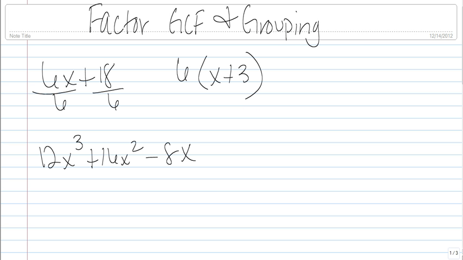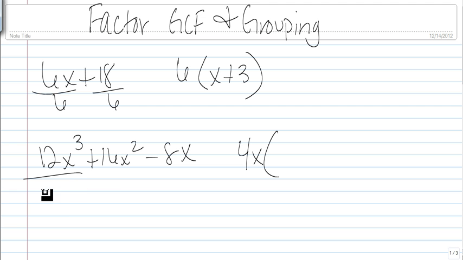Now let's try the next one. What do they have in common? Between 12, 16, and 8, what's the biggest number they have in common? Right, it's 4. But now look, all of them have an x factor. There's 3 x's on the 12, 2 x's on the 16, and 1 on the 8. When it comes to variables, your smallest exponent determines what your greatest common factor is. So your smallest exponent, I have 1, 2, and 3. So 1 x, so 4x is going to be my factor for that trinomial.